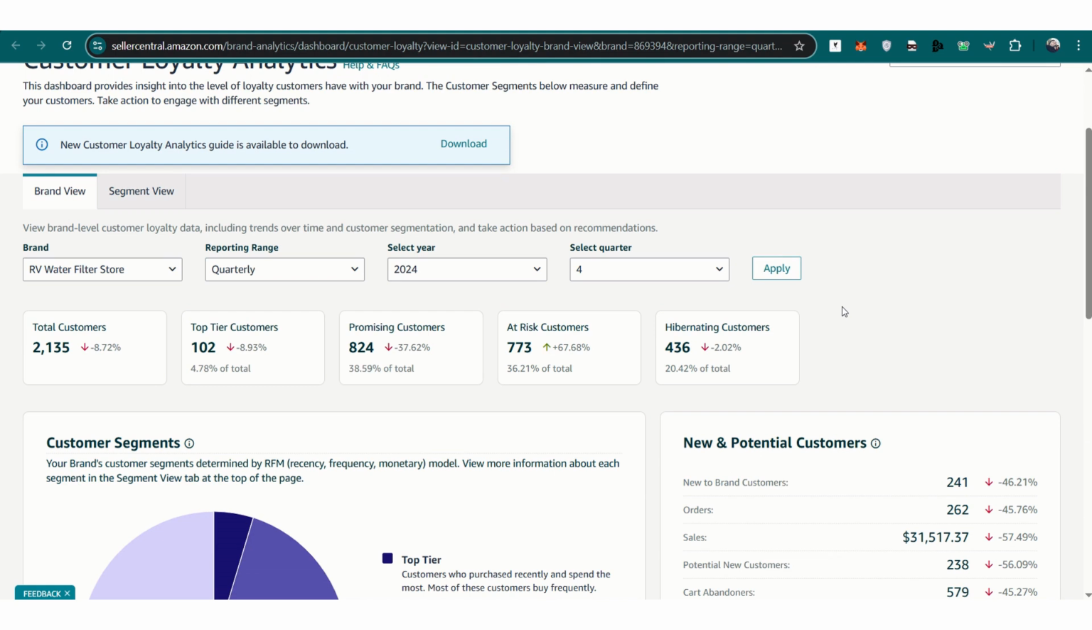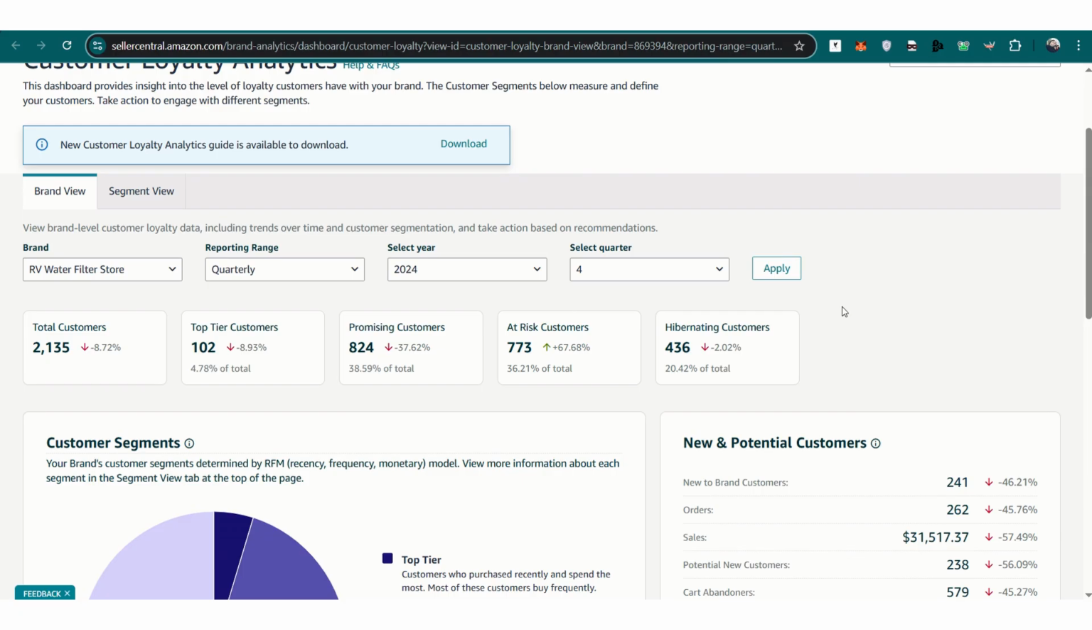The time frame filter in this tool is also quite useful. A quarter-over-quarter view is ideal for tracking overall loyalty trends, while a weekly or monthly view can help in making quicker promotional decisions, especially during seasonal campaigns or after launching a new product.